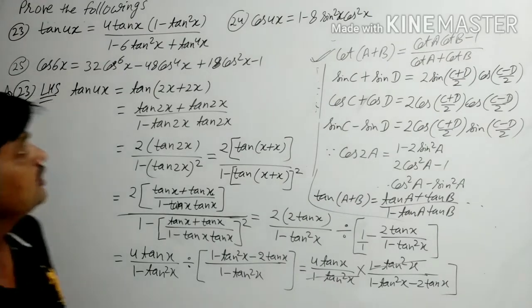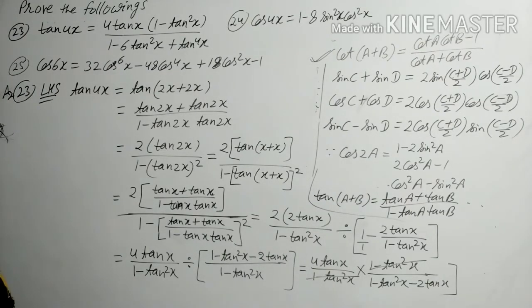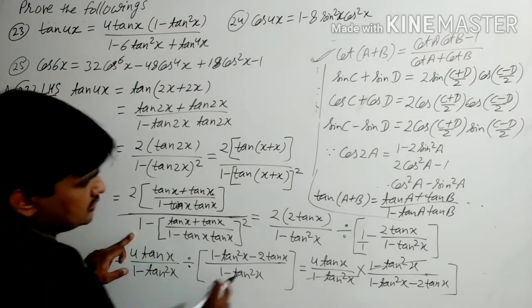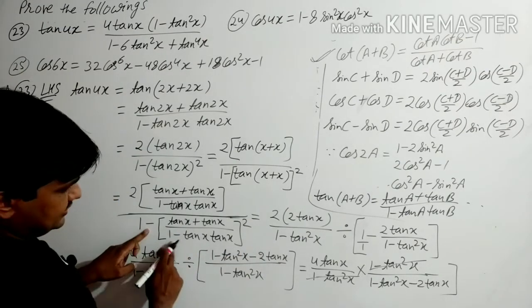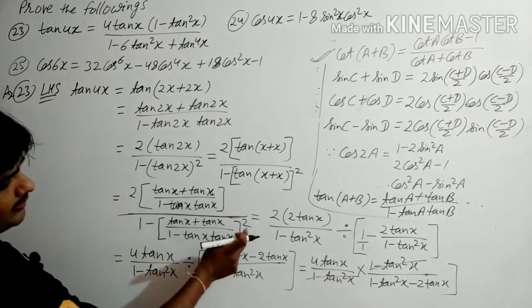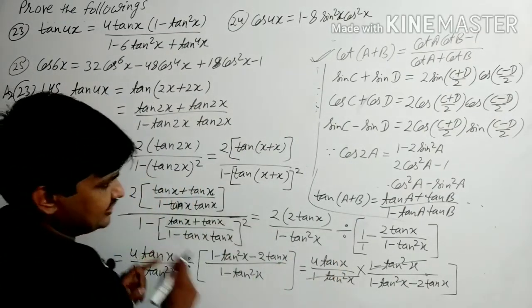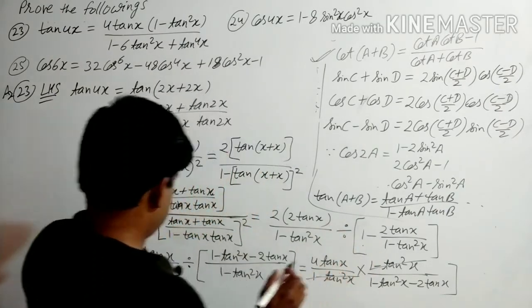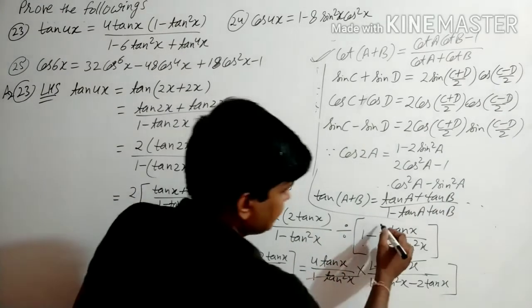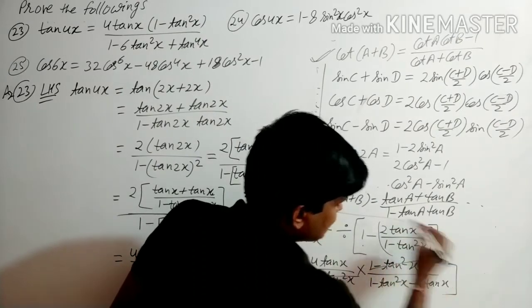And the result we have is 4 tan x upon 1 minus, minus 2. Here 1 minus, so 1 minus whole square of this. Look, here we have a square. So this line represents division, divided by this one. So 1 minus and tan x plus tan x, and here comes the square of this one.